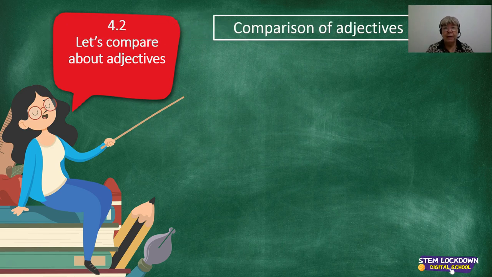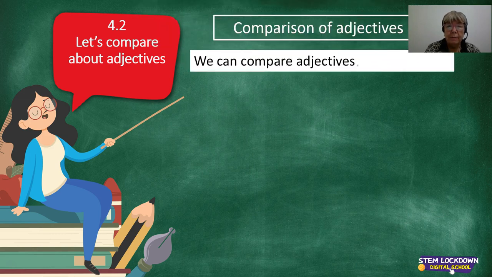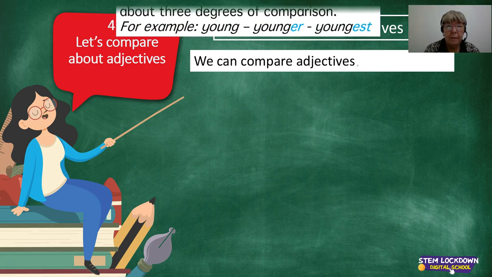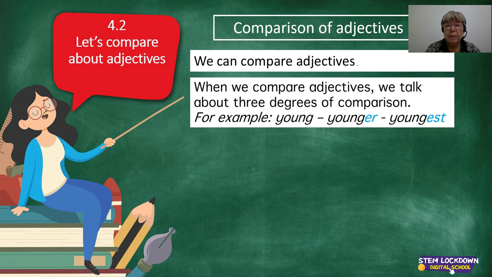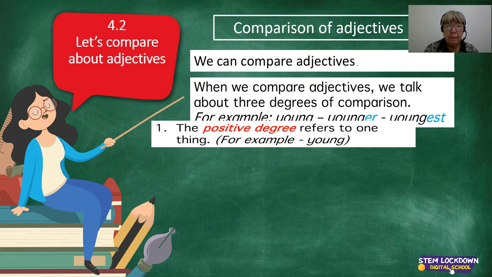Let's go on and talk about adjectives, the comparison of adjectives. Remember we did that? We said you can compare adjectives like happy. He's happier, she's the happiest. When we compare adjectives, we talk about the 3 degrees of comparison. Young, younger, youngest. Old, older, oldest. Do you see that er and that est? This week, all our comparisons will have that er or that est on it.